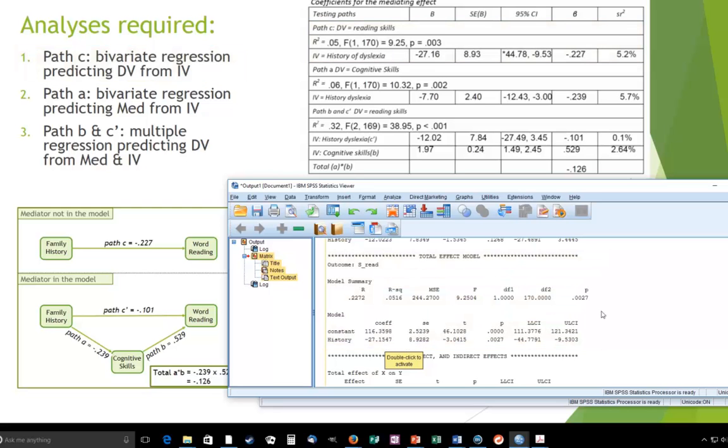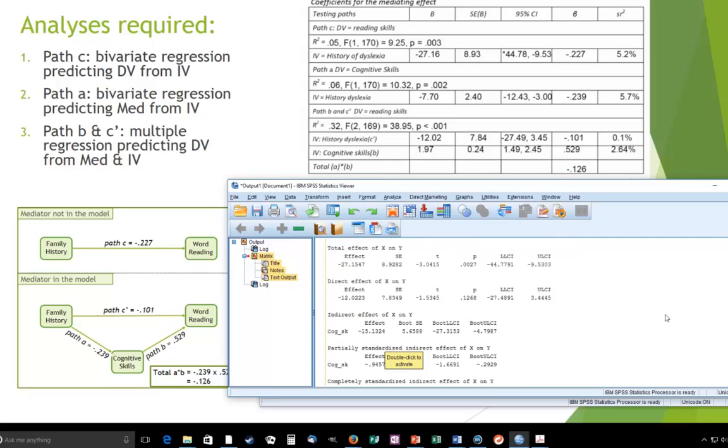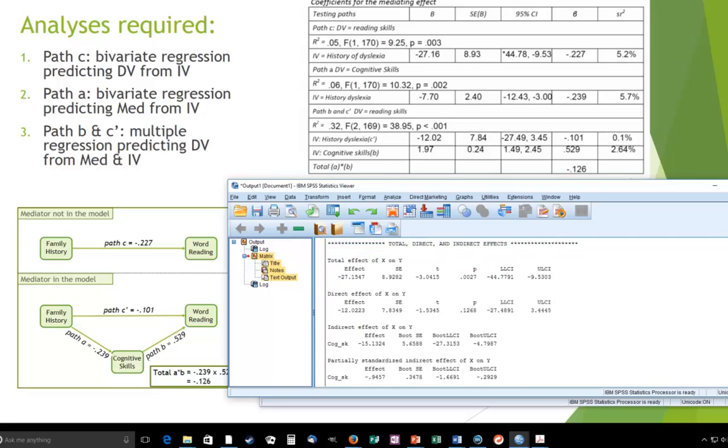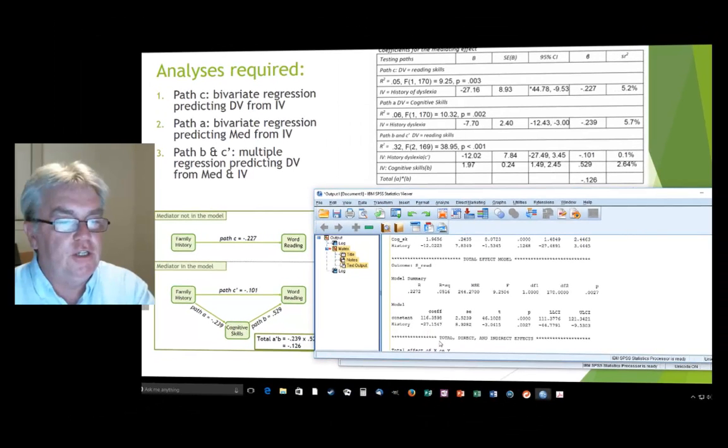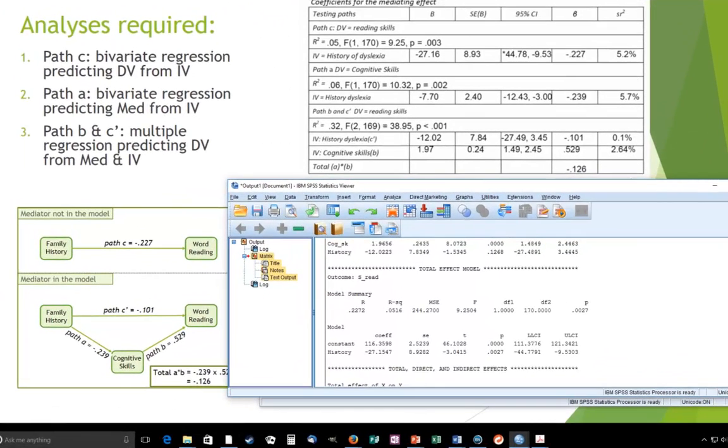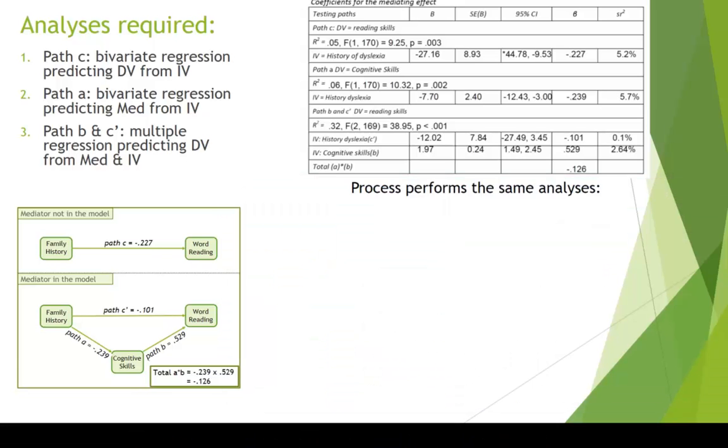Okay, so process has just done all the same analyses. What's different is the process then, let's scroll, probably went a bit quick, so there's our path C we were just looking at. And then you notice it says total, direct, and indirect effects. This is how process is going to summarize the results. This is the new bit, this is the bootstrapping bit, or where bootstrapping comes in. Okay, so let's see what process is going to tell us down there.